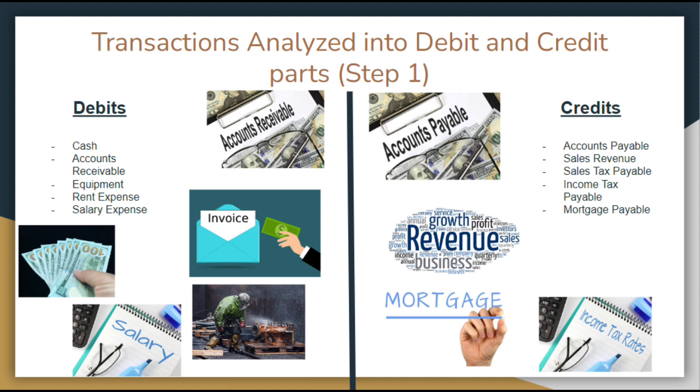Credits would be accounts payable, like when you owe someone money. Sales revenue, so the money you make from your sales. Sales tax payable because you owe money to the government. Income tax payable, obviously kind of the same category, and mortgage payable.